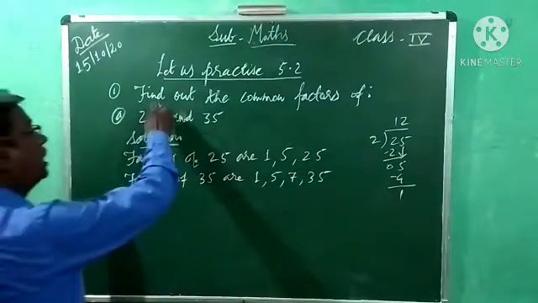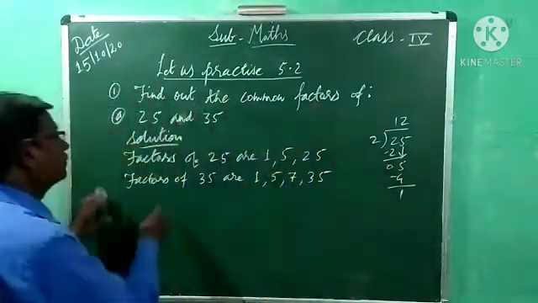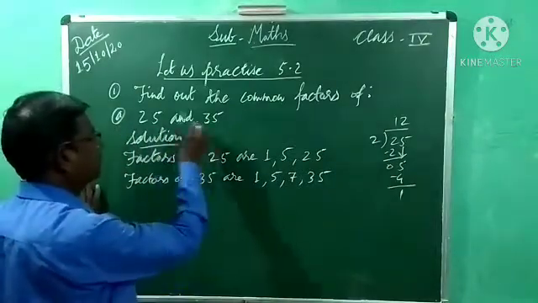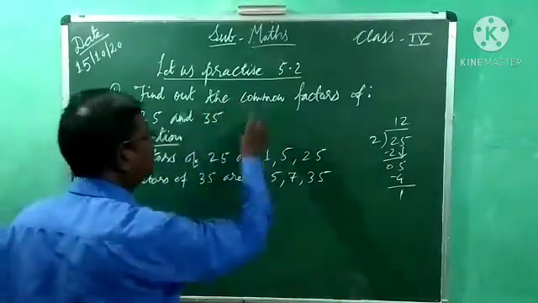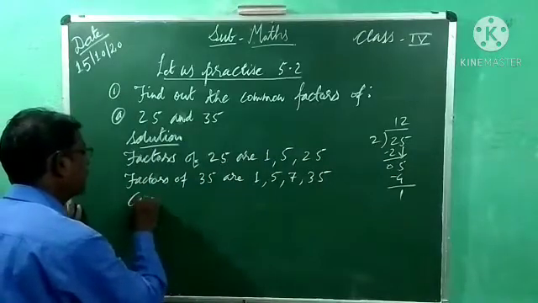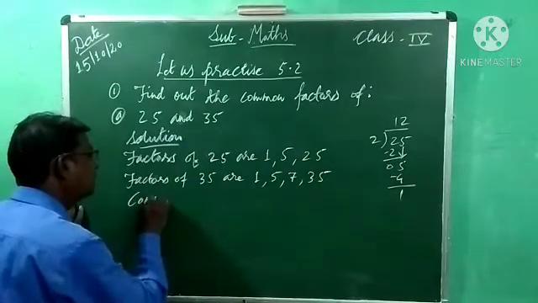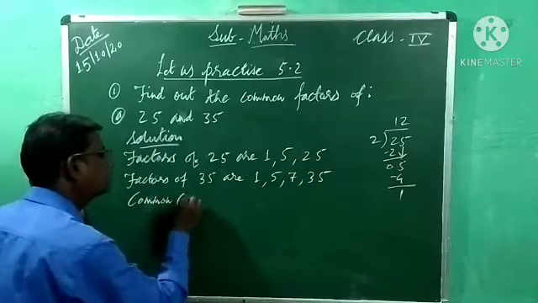Now what do we have to find? Find out the common factors. We have separately found the factors of 25 and 35. Now, what does common mean? Same. I have already written the meaning of common in the previous example. Common means what? Same.